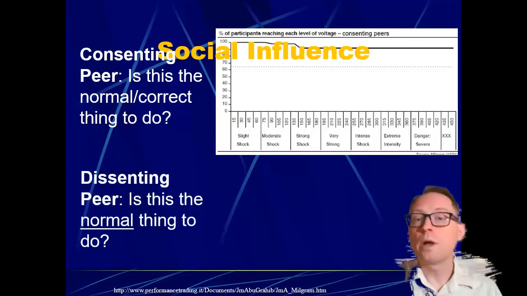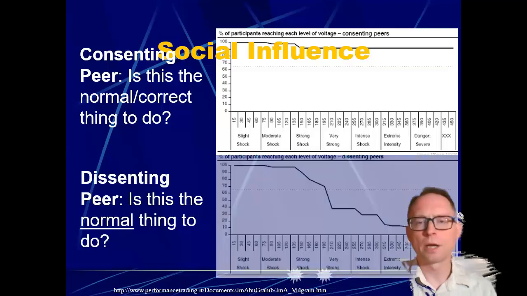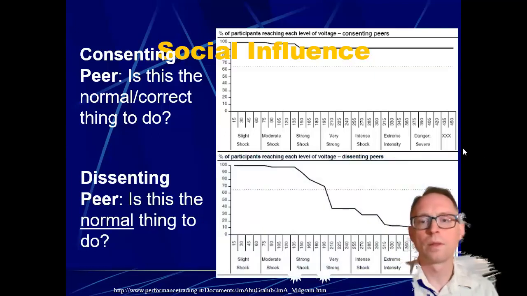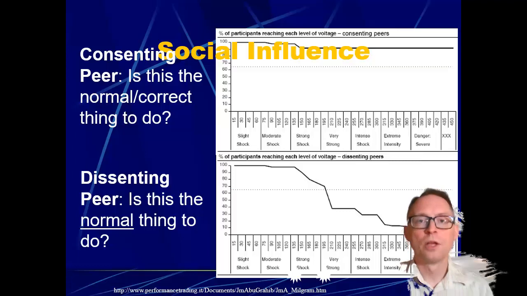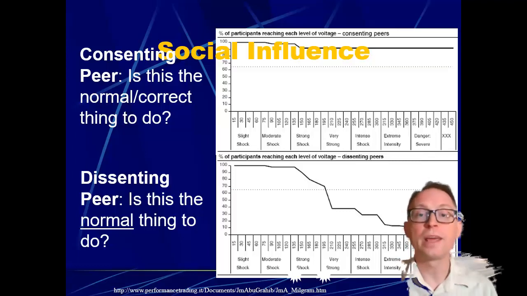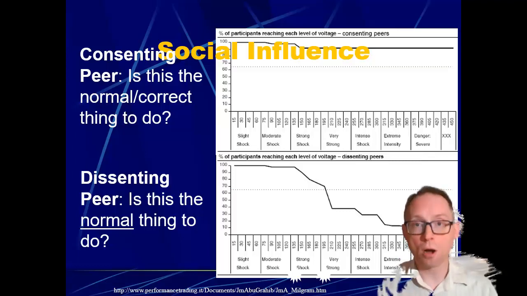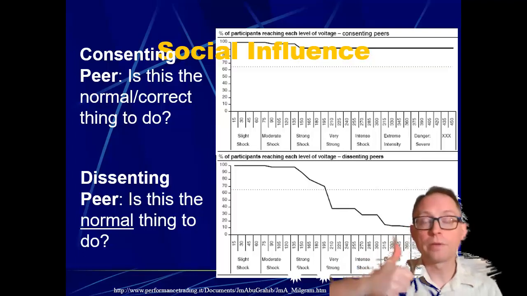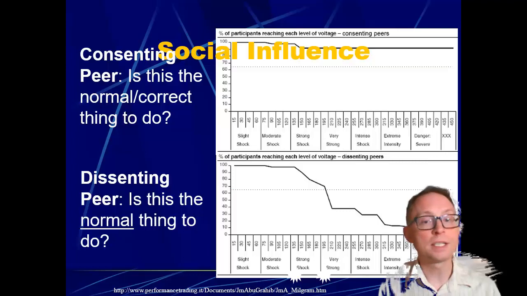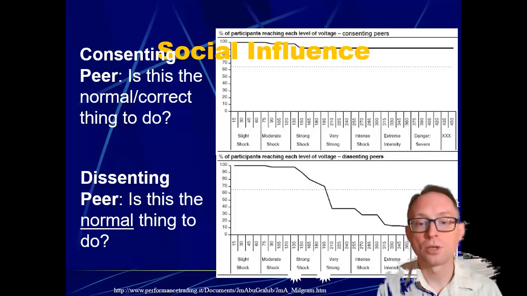But what if that person, instead of saying, yeah, let's give all the shocks, says, no, I'm not going to do this? When you do that, you only get about 10% of the participants who give all of the shocks. The social situation is very strong. The consenting peer makes the likelihood of giving the shocks much higher. The dissenting peer makes it much, much lower.